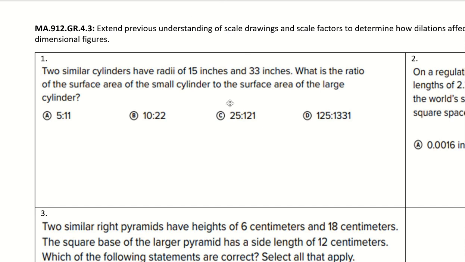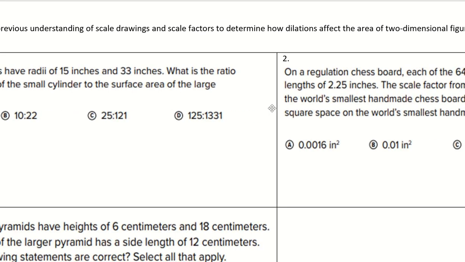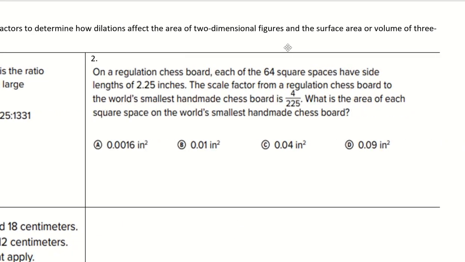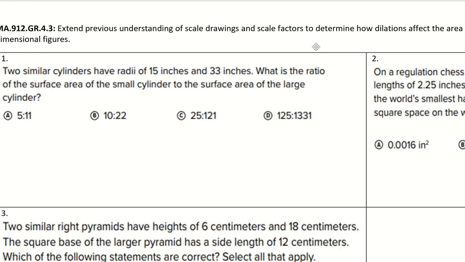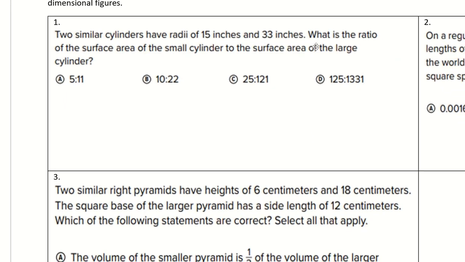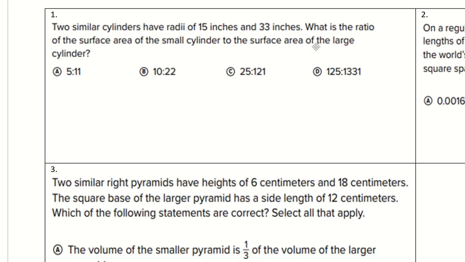So let's go ahead and continue. It says GR 4.3, extend previous understanding of scale drawings and scale factors to determine dilations and how they affect area and surface area. All right, so number 1, two similar cylinders have radii of 15 inches and 33 inches. What is the ratio of the surface area of the small cylinder to the surface area of the large cylinder?